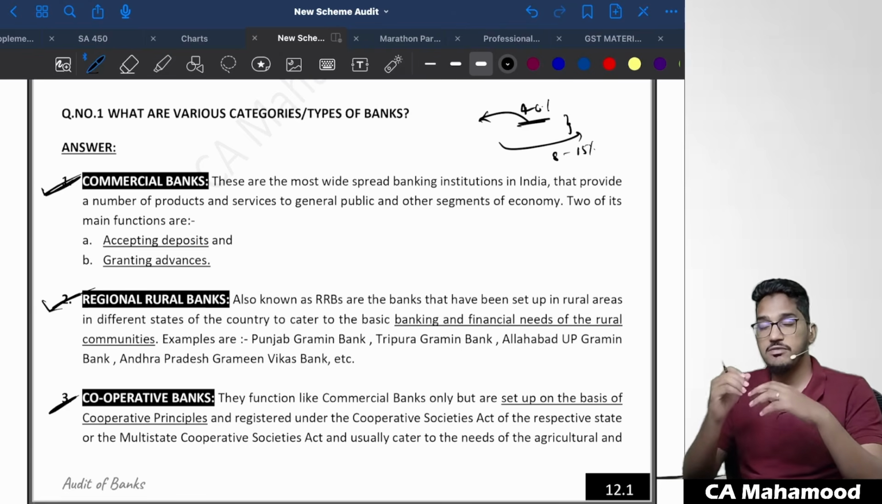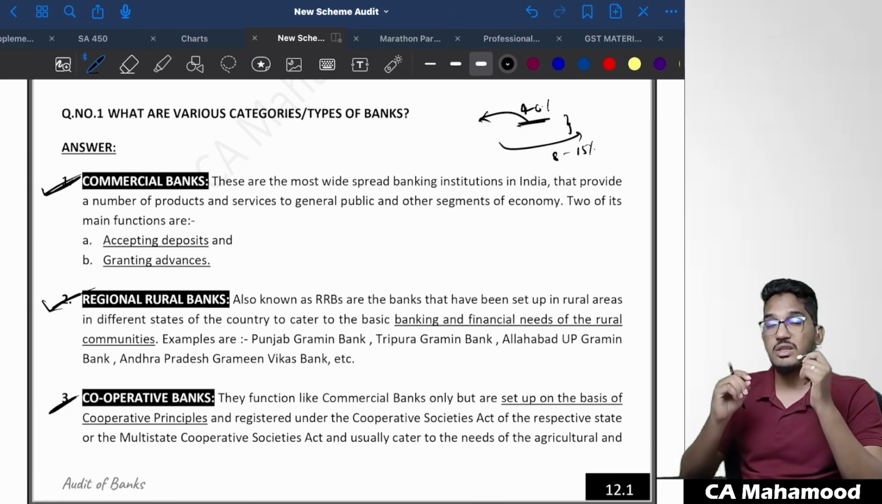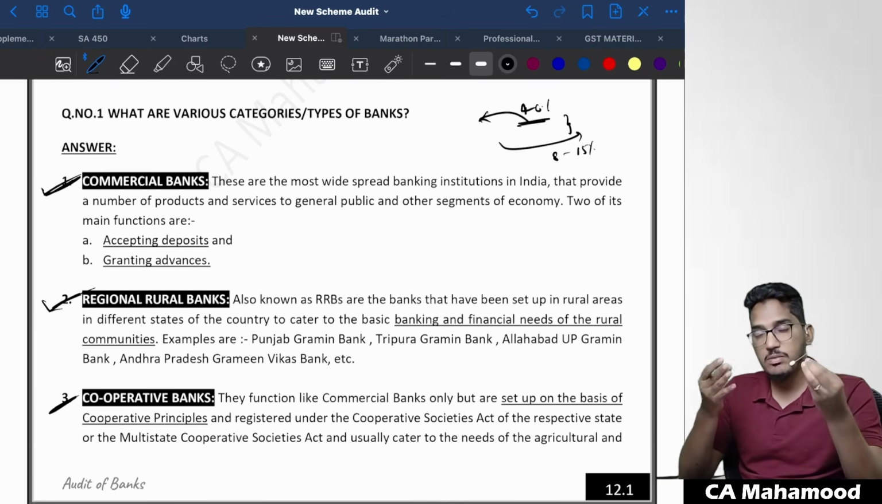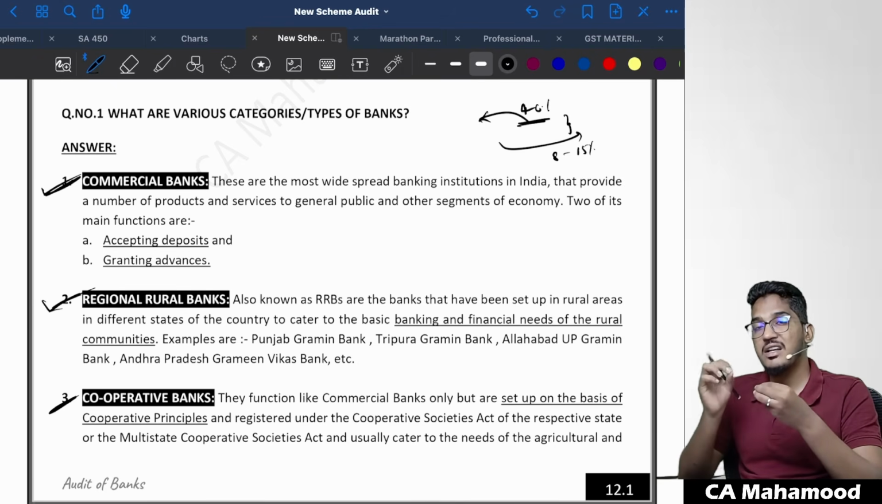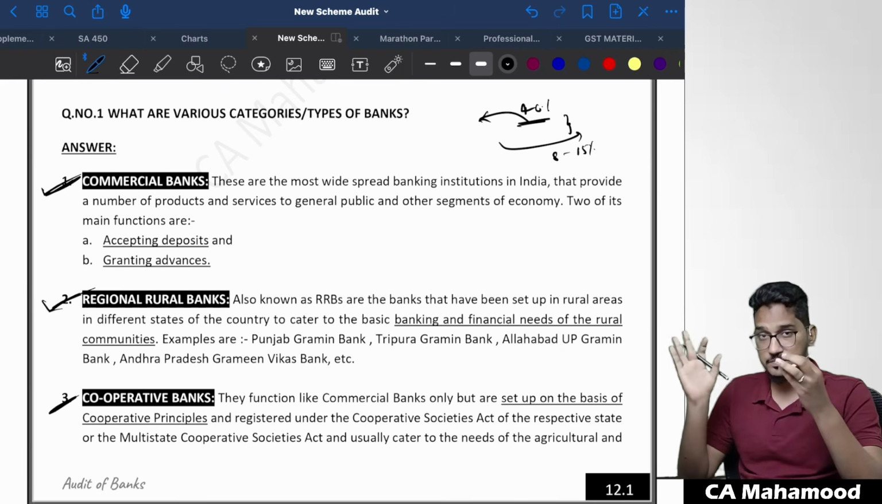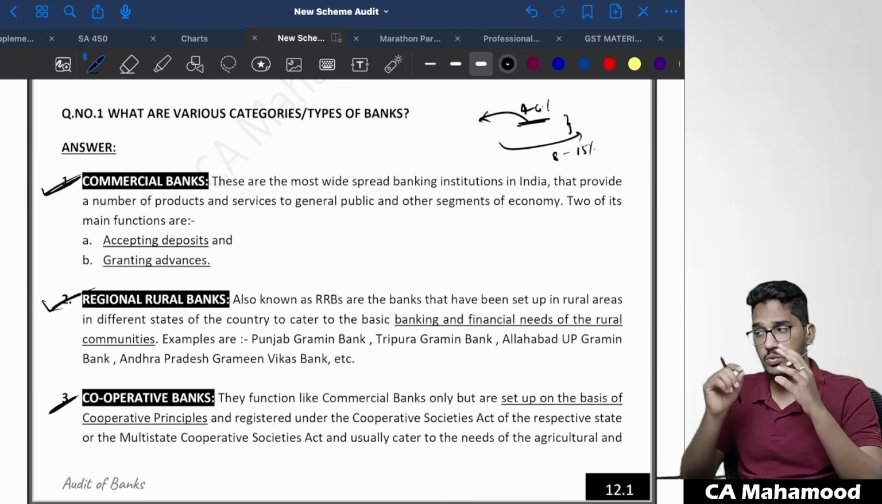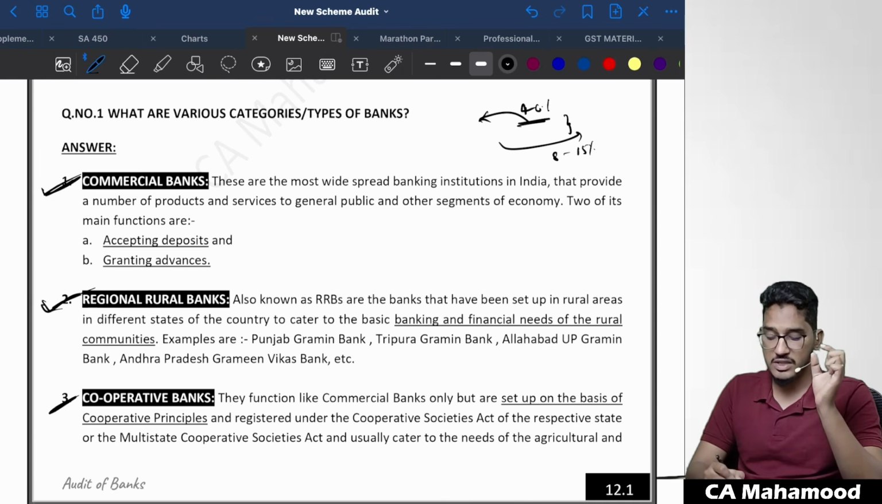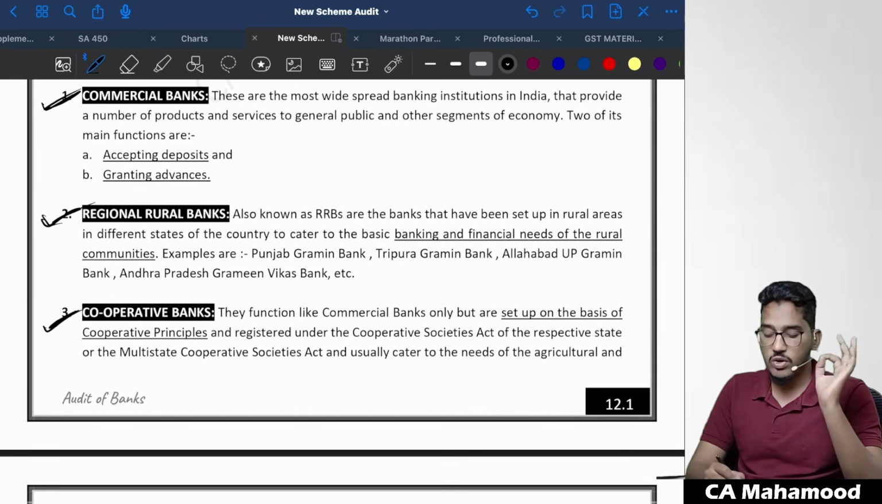Then we have one more category of banks, which is regional rural banks. In short, we call them RRBs also. Sir, what are these RRBs? The name itself says these are the banks which are incorporated to meet the banking needs of the people in the rural areas. Those banks incorporated to fulfill the banking needs of the people in rural areas, we call them regional rural banks. So then what are cooperative banks?